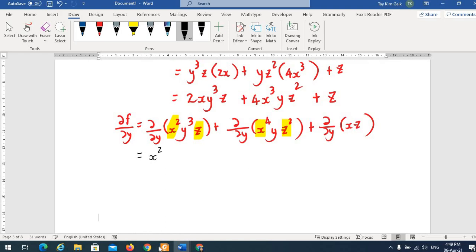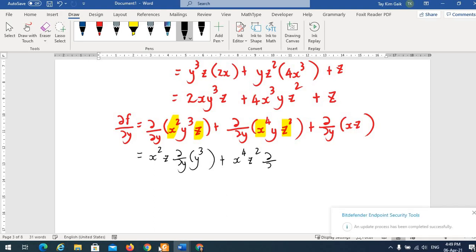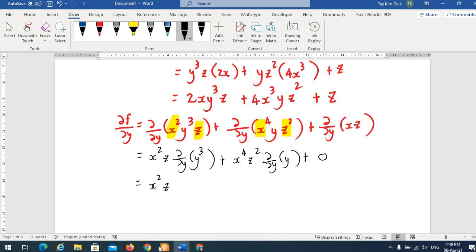So factor out x squared z, then delta y of y cubed. Factor x^4 z squared, then delta y of y, and delta y of the constant is 0. So you have x squared z, delta y of y cubed, so it's 3y squared. Delta y of y, the answer is 1, so this is x^4 z squared. So we write the answer in a nicer form: 3x squared y squared z plus x^4 z squared.